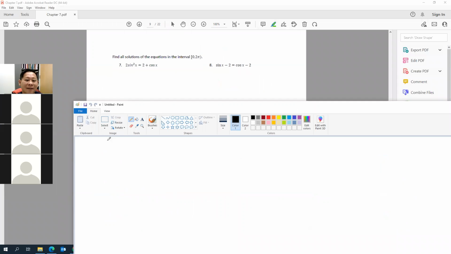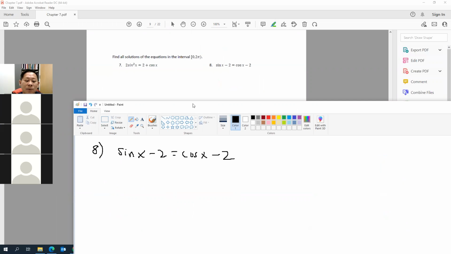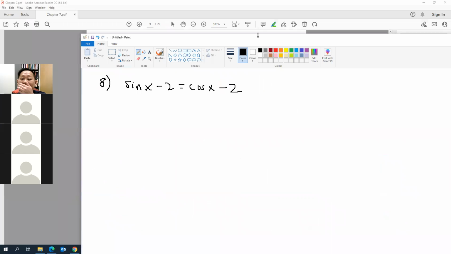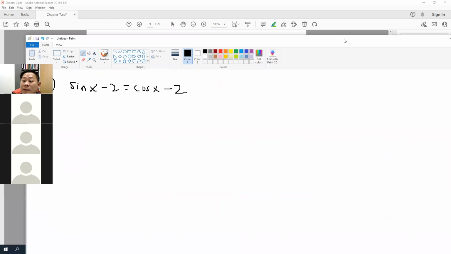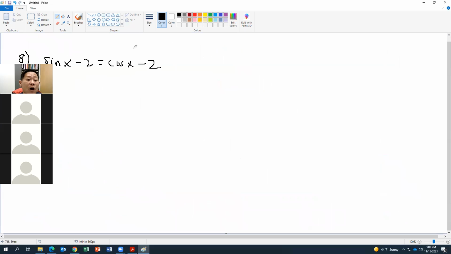Let's do number 8 here. Sine x minus 2 equals cosine x minus 2. Now, this question number 8 that you see here, they are not the same, and we cannot use the Pythagorean identity here. Anyone know why we cannot use the Pythagorean identity here? It's not squared.